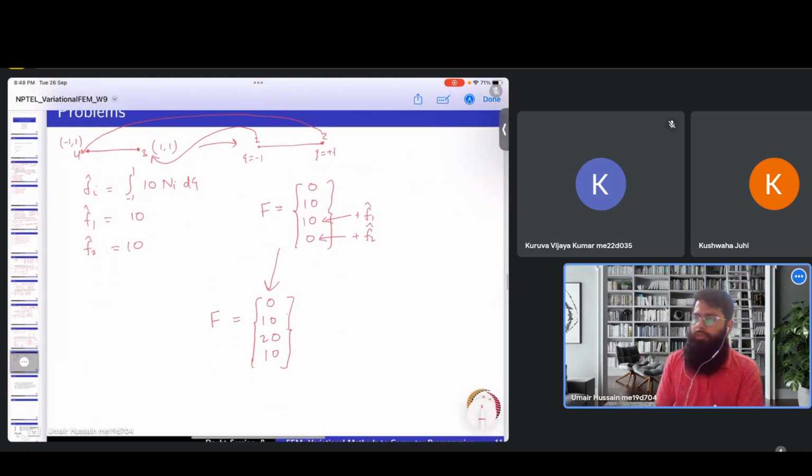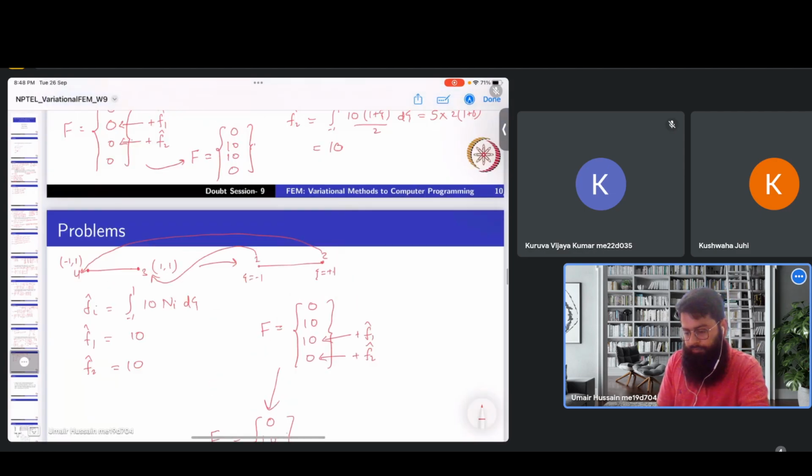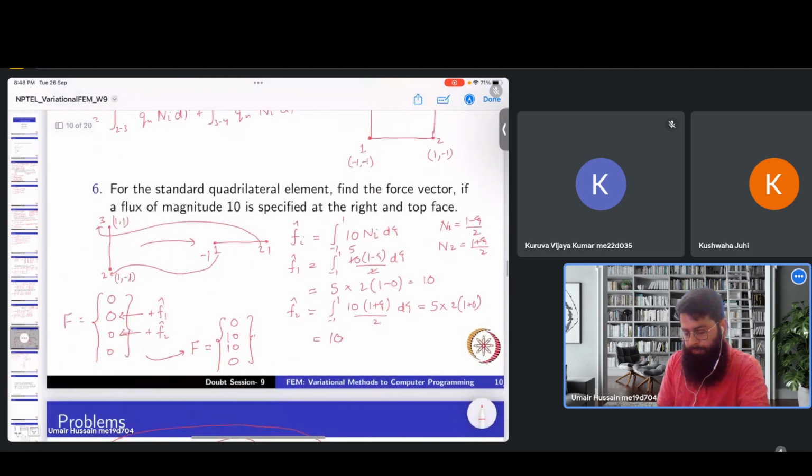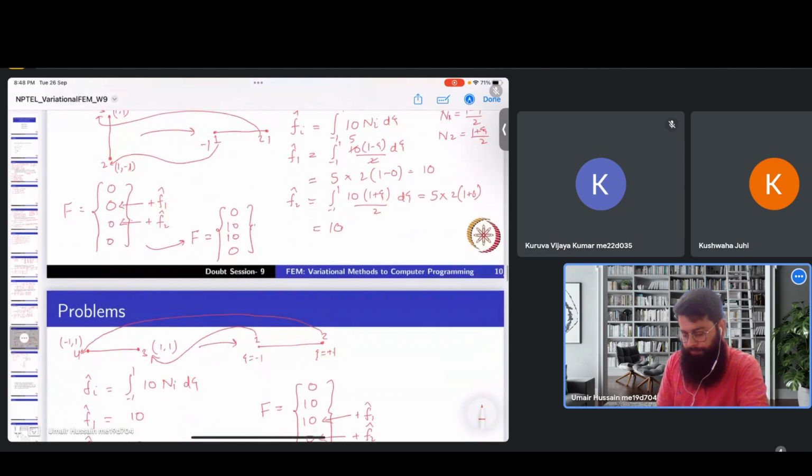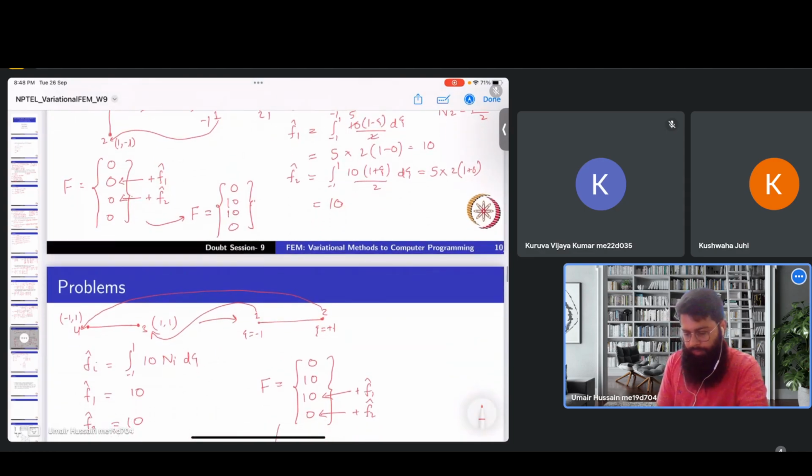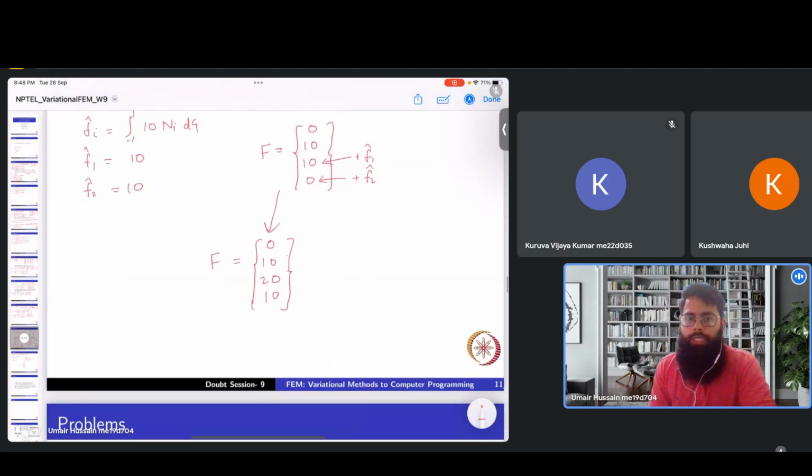I hope this was an understandable demonstration on how to apply the Neumann boundary condition in 2D elements. Okay, so we can move on to the next problem now.